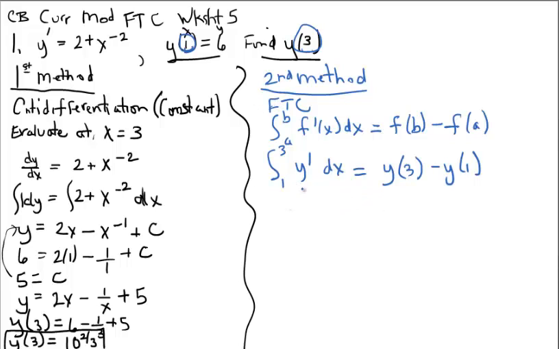Okay, so continuing here, what I want to do is find y of 3. I notice that y of 3 is here. I'm going to add y of 1 to the other side, and then I'm going to trade sides.